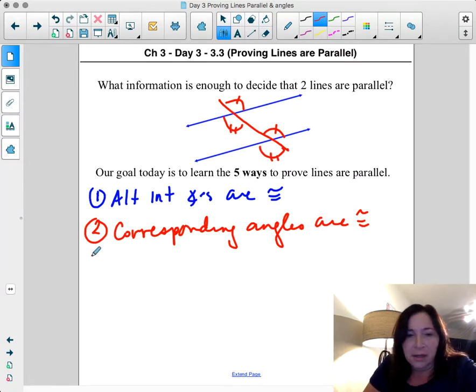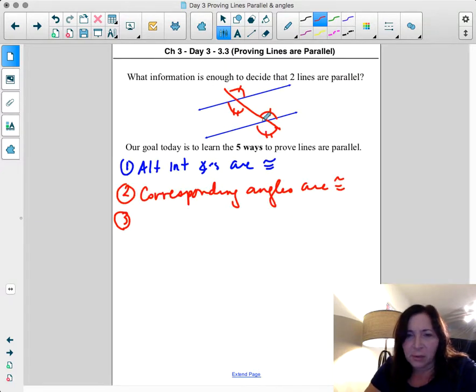Number 3, another way to prove that two lines are parallel would be to prove that the same side interior angles are supplementary.